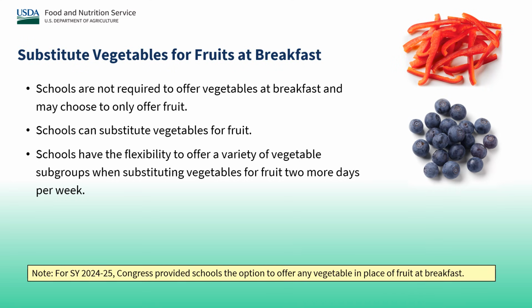For school year 2024-25, Congress provided schools the option to offer any vegetable in place of fruit at breakfast with no vegetable subgroup requirement. FNS encourages program operators to include a variety of vegetables at breakfast when using this optional menu planning flexibility to expose children to a variety of vegetables.